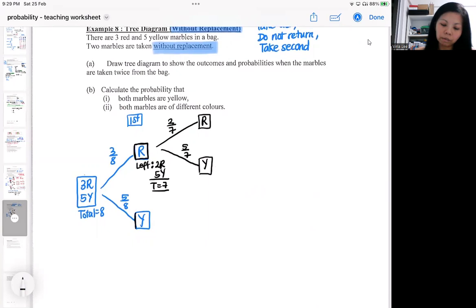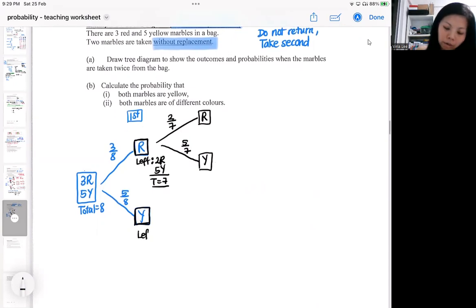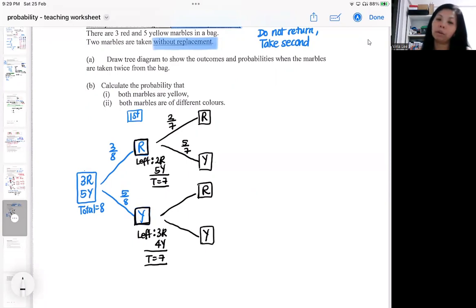In the next situation, I'm not returning the yellow ball. So I get a yellow ball and I'm not returning it, so I'm left with 3 red and 4 yellow. My total will be 7. From here, I'm going to pick my second marble. Look at what is left in your bag. You got 3 red left in your bag, so there will be 3/7. Yellow will be 4/7. Then the same thing happens, we're going to explore the outcomes.